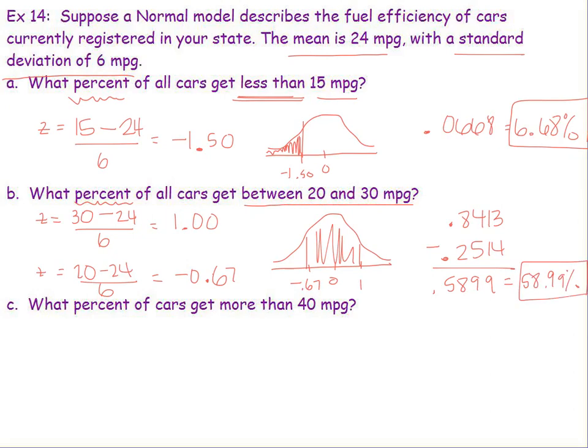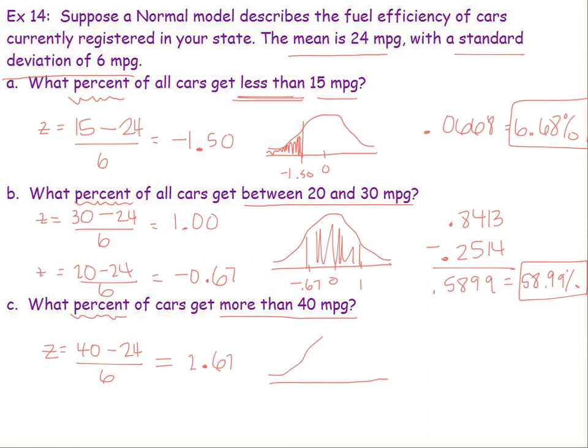And then finally, our last kind of what percent problem: what percent of cars get more than 40. So Z-score, 40 is X, minus a mean of 24, divided by a standard deviation of 6. Subtract, divide, round appropriately to 2 decimals, I get 2.67.